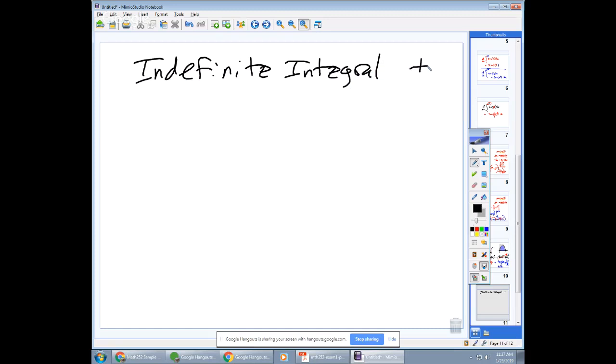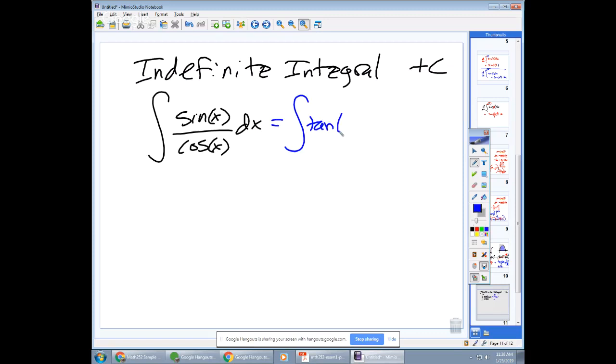So don't forget your plus C's. We want the integral of the sine of x over the cosine of x dx. So this is a complicated function right here, but you could just say it's tangent x, and maybe you remember the formula for tangent. I remember the formula for tangent, so you could just write that down. One possible solution here is you say, hey, I know this is the integral of the tangent of x.